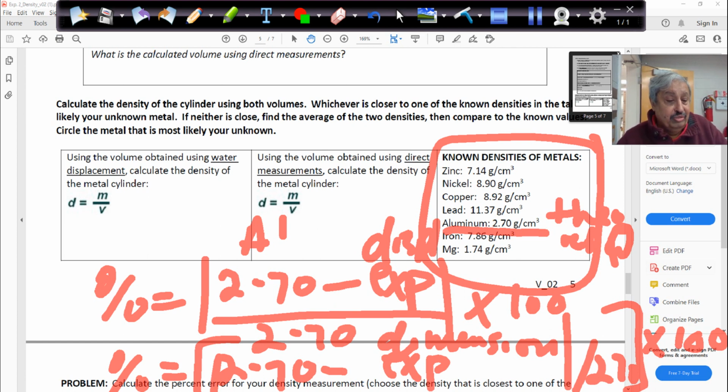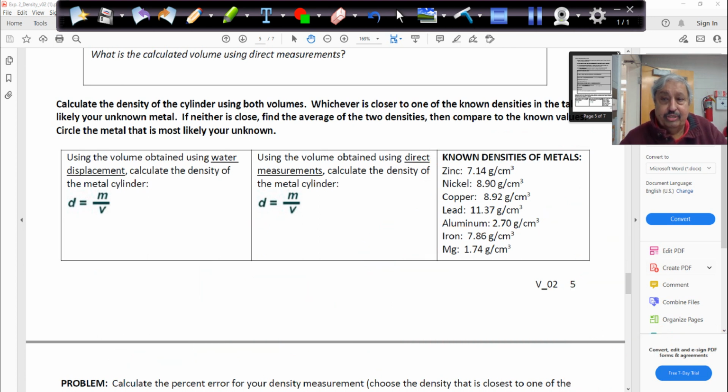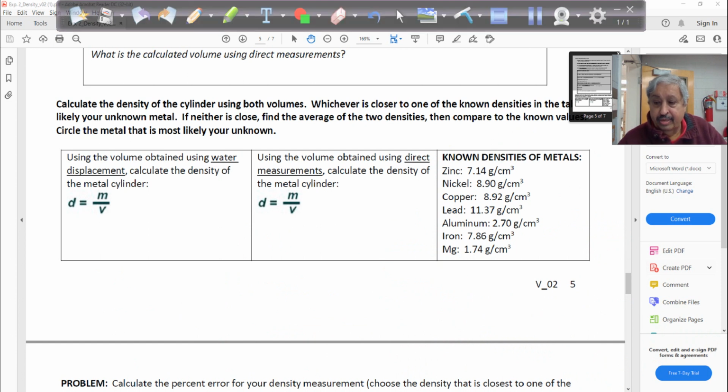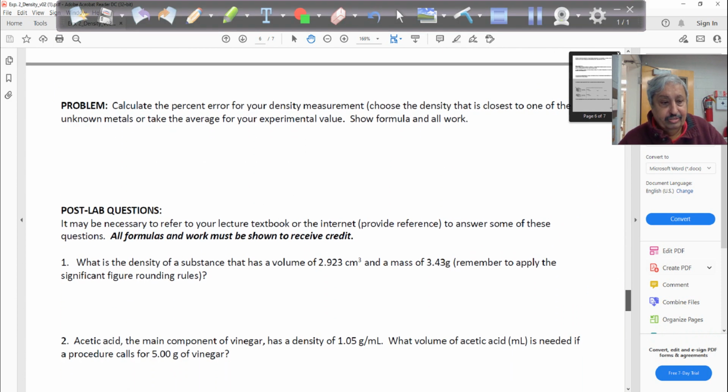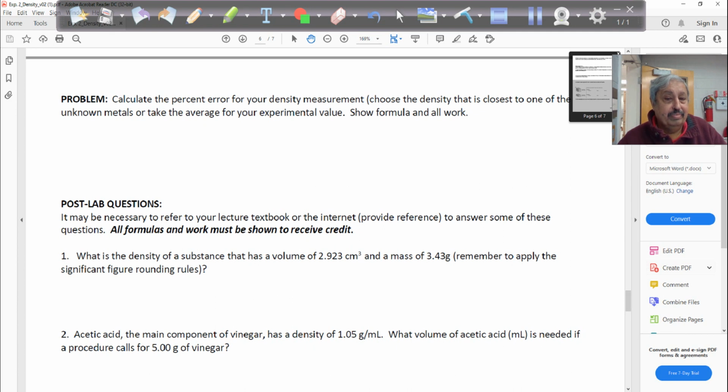So you will have those two errors, one for each method. The least one will be the best. The least one will be the best. Let me come here and then get into this. Calculate the percentage error measured closest to, yeah, so for the average, we'll not take the average here.